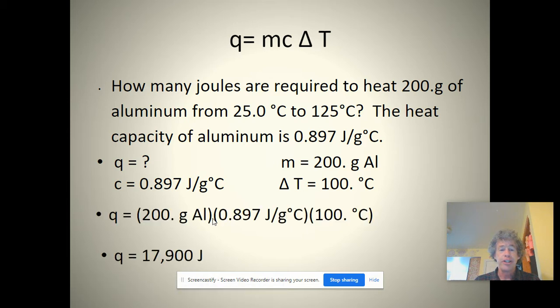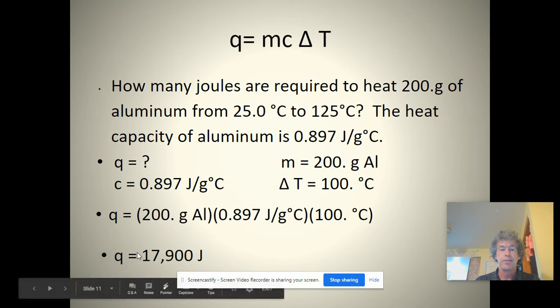Then plug into the equation. So Q equals 200 times, so there's your mass, times 0.897 joules per gram degree Celsius, times the change in temperature, 100 degrees. Degrees Celsius will cancel, grams will cancel, and we'll be left with joules. And when you run the numbers, you get Q equals 17,900 joules, 3 sig figs.